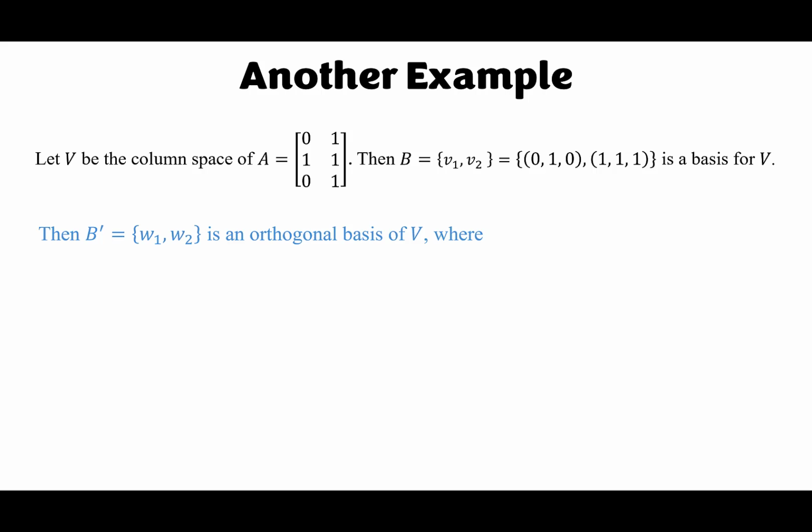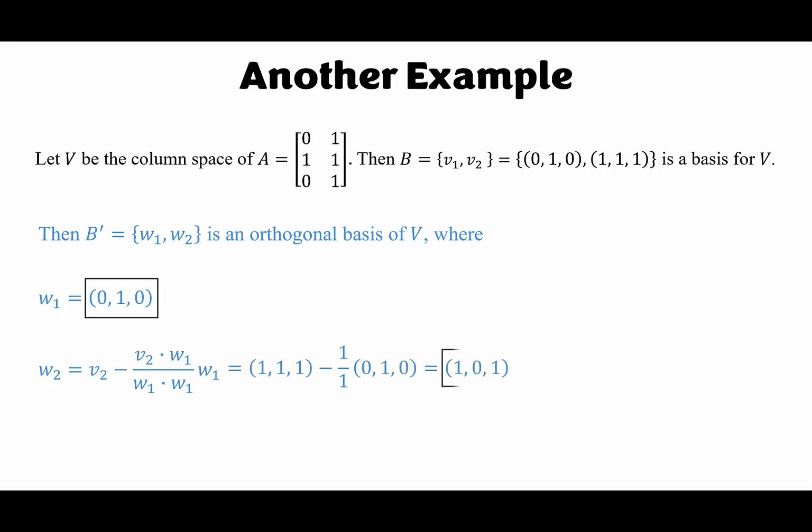It'll be an orthogonal basis of V, where, remember, the first step of the Gram-Schmidt process is let W1 be V1. So there's our first vector in this new basis. And W2 is V2 minus the ratio of dot products times W1. Right, that's the ratio of dot products we developed at the beginning of the video. And that ratio of dot products is actually just 1 divided by 1. And so performing that subtraction of vectors, you get the vector 1, 0, 1. And check it out, W1, W2 are orthogonal to each other.